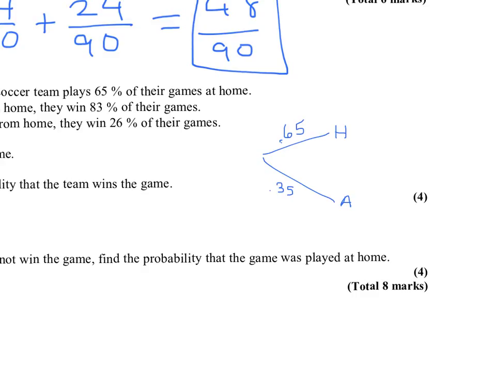Now, once we've decided we're playing at home, there's two options. We can win or we can lose. If we play at home, there's an 83% chance we win. So that means that there is a 0.17 chance we lose. Once we decide we're going to play away, same situation, we have the option of winning or losing. But when we play away, there's only a 0.26 chance of winning, which gives us a 0.74 chance of losing.